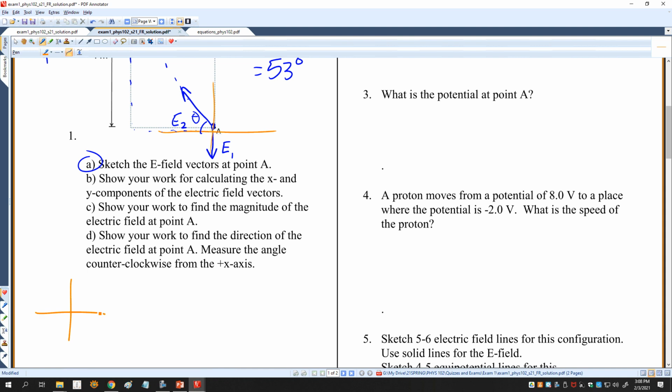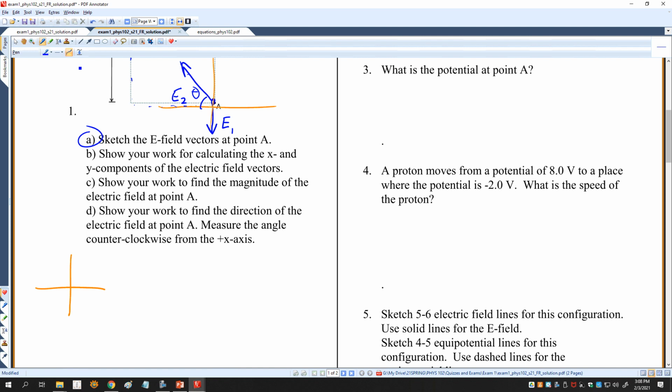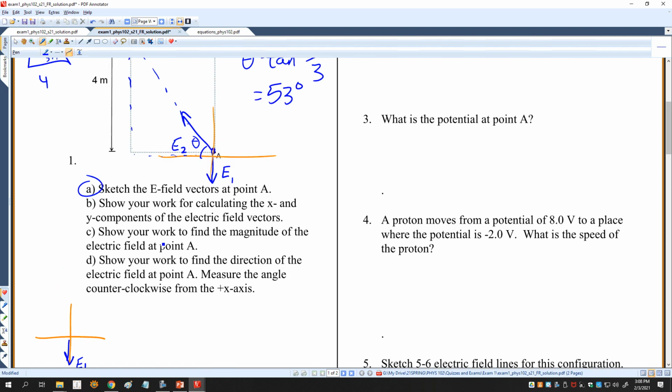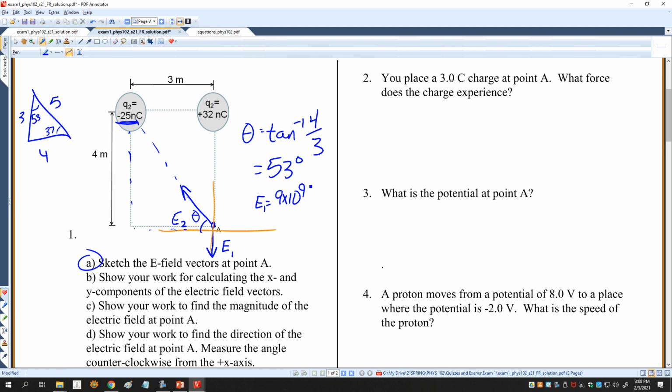So I'm going to draw my vectors again down here. E1 is just right here. E1, I calculate my magnitudes of E1 up here. That's going to be 9 times 10 to the 9th times Q, which is 32 times 10 to the minus 9 coulombs, divided by the distance squared. This is 4 meters from here to here. It's the same as right here. So that's 4 squared. That's 16. That gives me there. This cancels. So that gives me 18 newtons per coulomb.